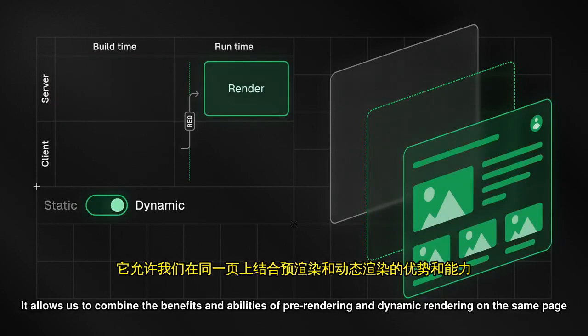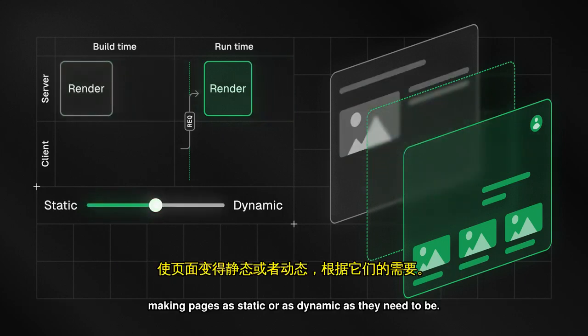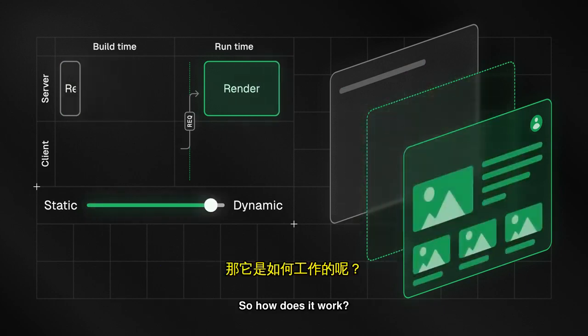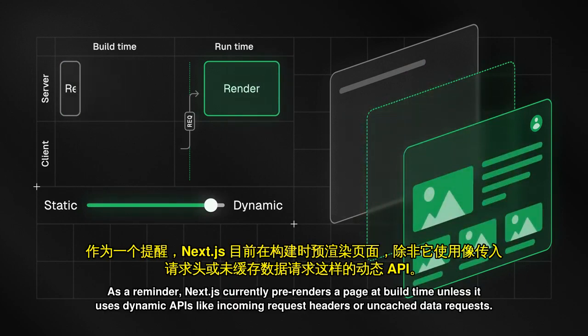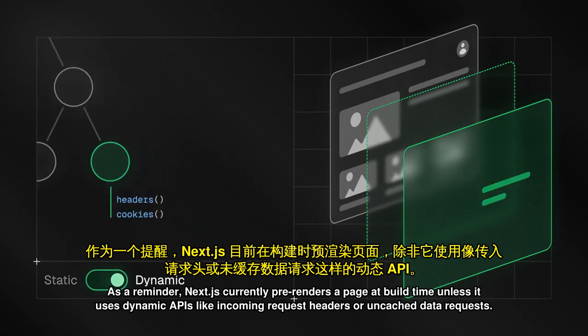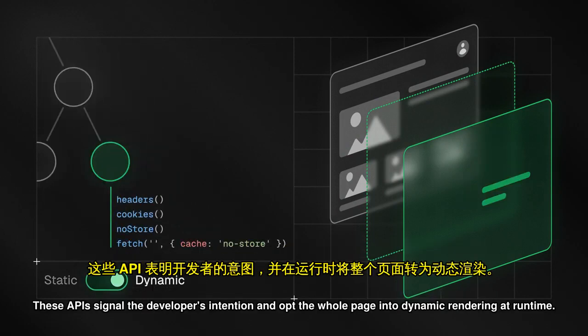It allows us to combine the benefits and abilities of pre-rendering and dynamic rendering on the same page, making pages as static or as dynamic as they need to be. So how does it work? As a reminder, Next.js currently pre-renders a page at build time unless it uses dynamic APIs like incoming request headers or uncached data requests. These APIs signal the developer's intention and opt the whole page into dynamic rendering at runtime.